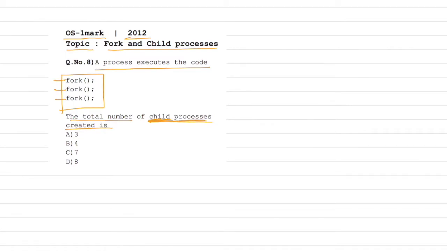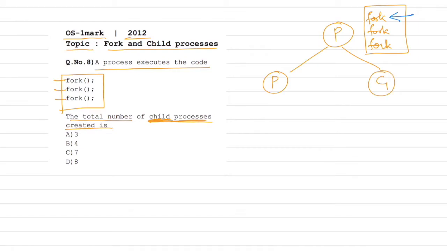So let's try to draw a diagram here. Let's assume this is my parent P, and parent P has this piece of code which is 3 statements: fork, fork, and fork. And currently my line of execution is the first fork statement. So what happens is, after the first statement is executed, parent remains as it is, and it creates a new child C1. And this piece of code gets copied to the child as well.